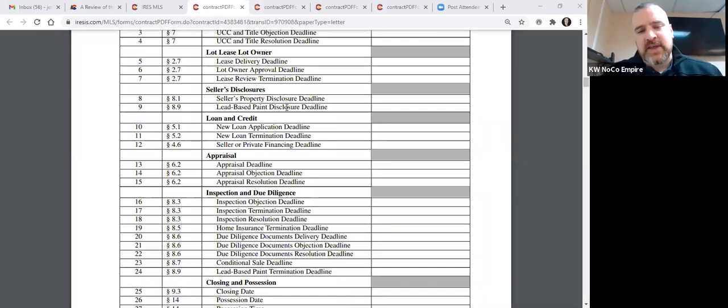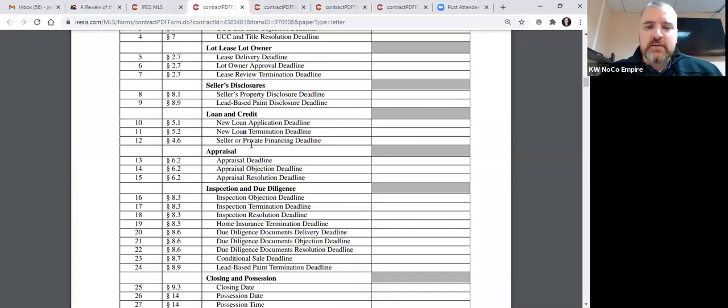That is no longer the case. But as far as the form itself goes, it's still the same as the typical contract to buy and sell residential, operates the same exact way. Okay. Seller and private financing.